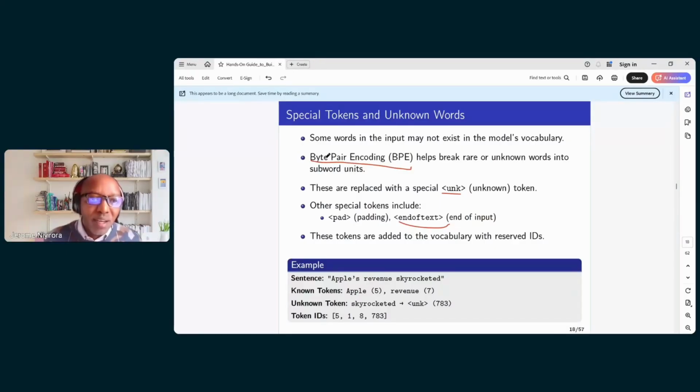WordPiece is another encoding system that's similar to BPE. It works just as well. So whenever we tokenize our text for training today, we're going to use this system from GPT models.